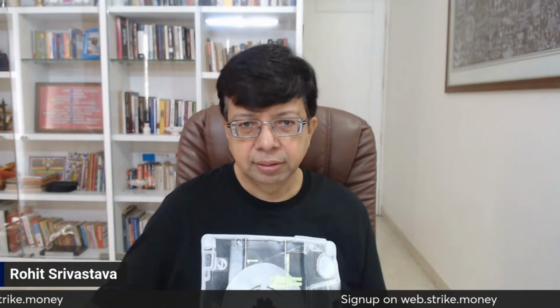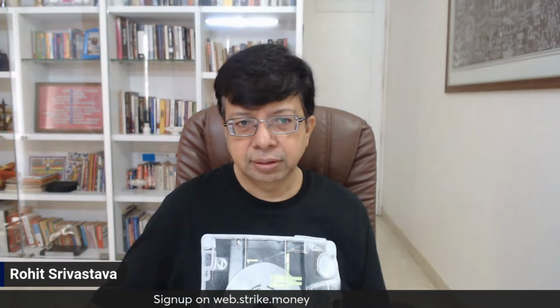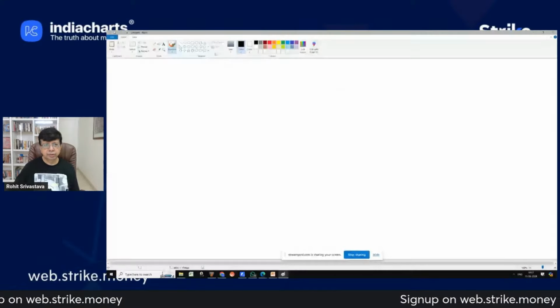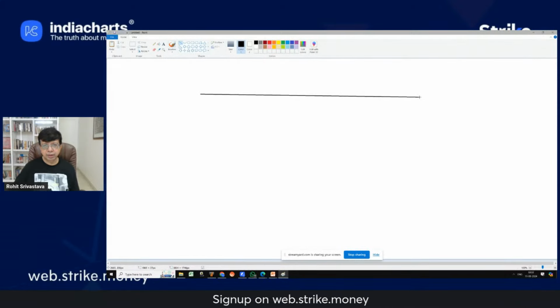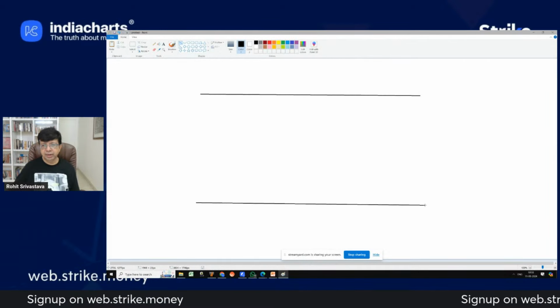If I put it specifically, I'm going to just switch my screen. I should probably just do an entire screen share, that's easier to go to different pages. Okay, I hope you can see my screen. I'm drawing something on Paint, so you should be able to see it. So range bound indicators are something like this.